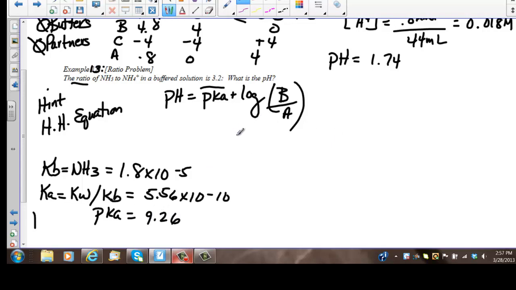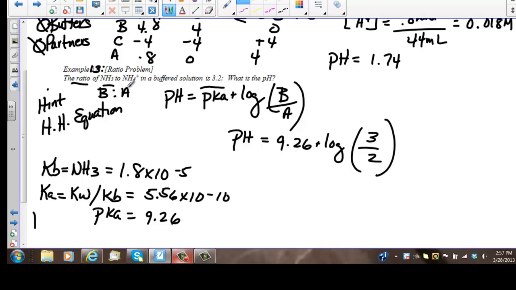So going back up here, we've got pH is equal to 9.26 plus the log of the base. Now you have to be careful how they give this to you in the problem. Here it's the ratio of NH3, which is our base, to NH4+, which is our acid. So they've given us the ratio base to acid. However, it could be written acid to base in the problem, which means that you would have to invert the ratio. So that's going to give you a pH of 9.76. And that is the end.